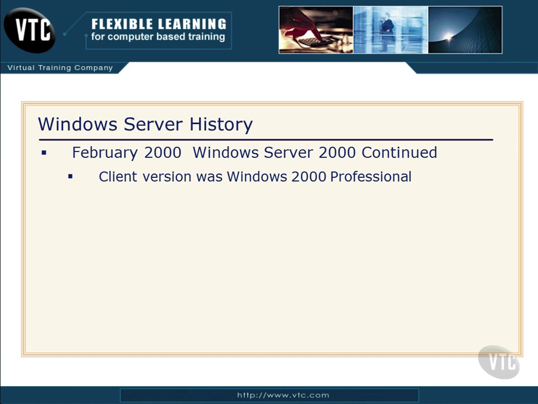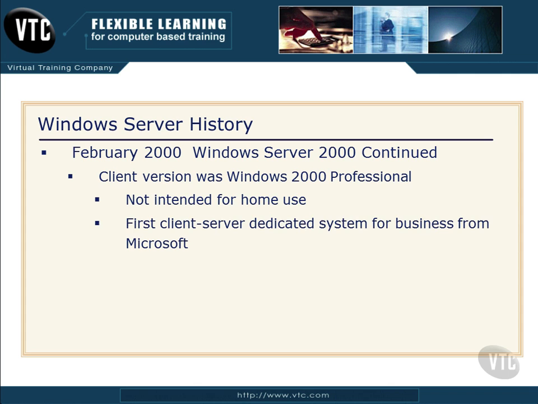Now, with Windows Server 2000, Microsoft also released for the first time a dedicated client version for the server. Now, we think of this as automatic nowadays, right? You had XP, you had Vista and Windows 8, Windows 7 and all that. And those were kind of dedicated to certain server products as the client. This was the first time in February 2000 that this happened. And so we had Windows 2000 Professional. Now this was not intended for home use. All right. So this was, again, the first client-server dedicated system for business from Microsoft.